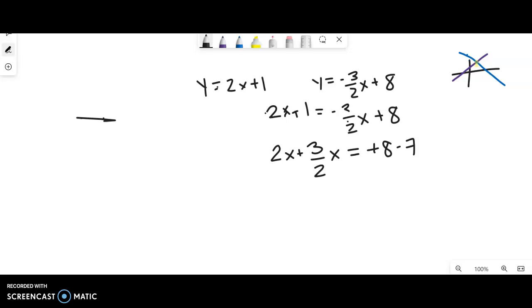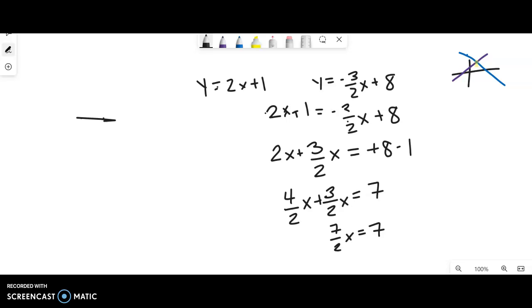Okay, I need to add a fraction here, so I need to have like denominators. So I need to have this whole 2 be a fraction over 2. And so I'm going to multiply it by the denominator 2, so I'm going to have 4 over 2. 4 over 2x plus 3 over 2x. Then I'm going to have 8 minus 1, which is going to just be 7. 4 plus 3 is 7 over 2x is equal to 7.